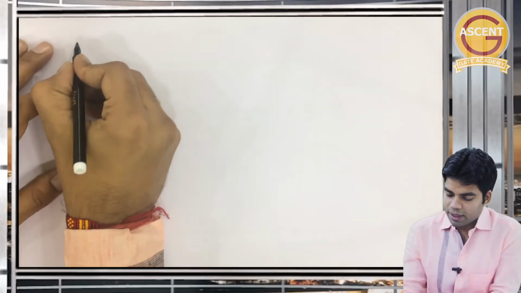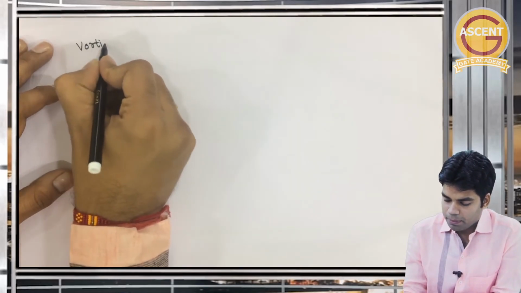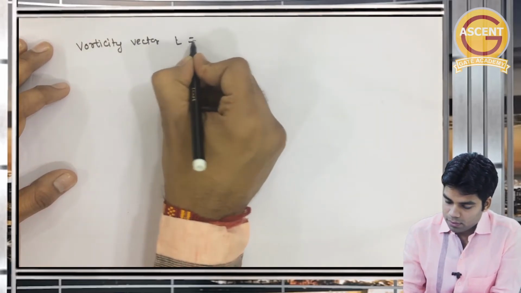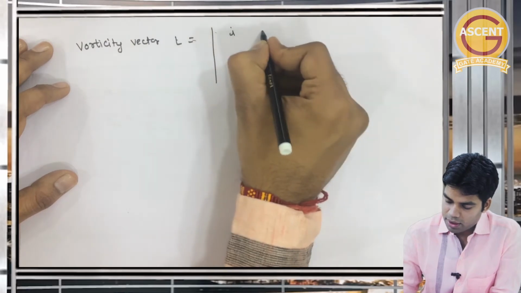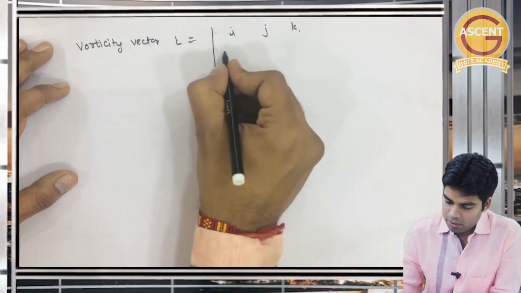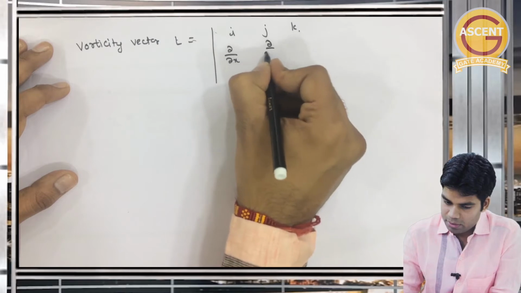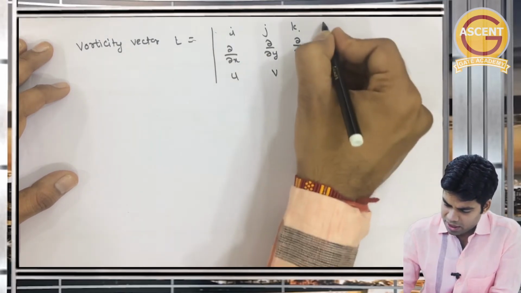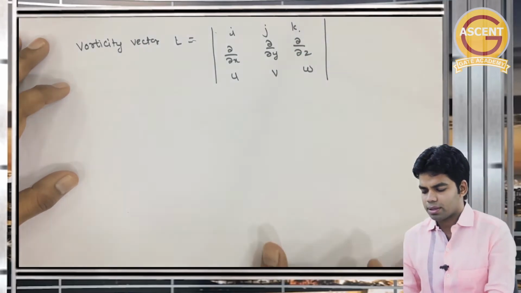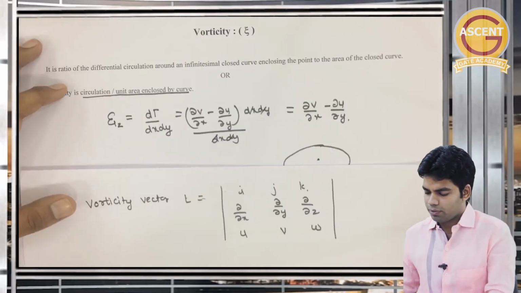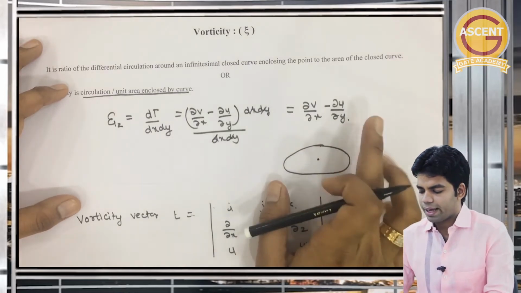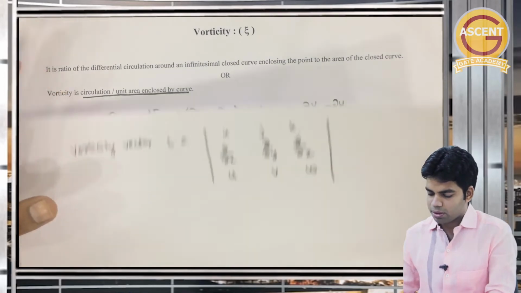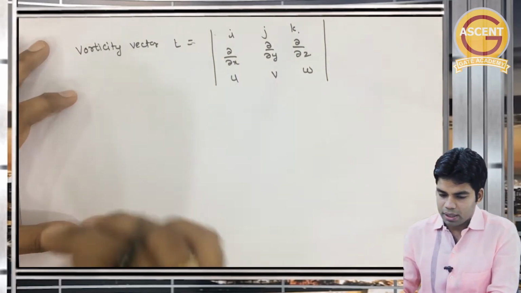Now vorticity vector, how can we define this vorticity vector? Okay, this can be defined as this: i cap, j cap, k cap, del by del x, del by del y, del by del z, u, v, w. And this is a very simple method to remember this vorticity, because where we have to put v, where we have to put x, where is u, where is y. So don't get confused. I will tell you, this is a very simple thing to remember. Okay, so from here we can determine this vorticity vector.